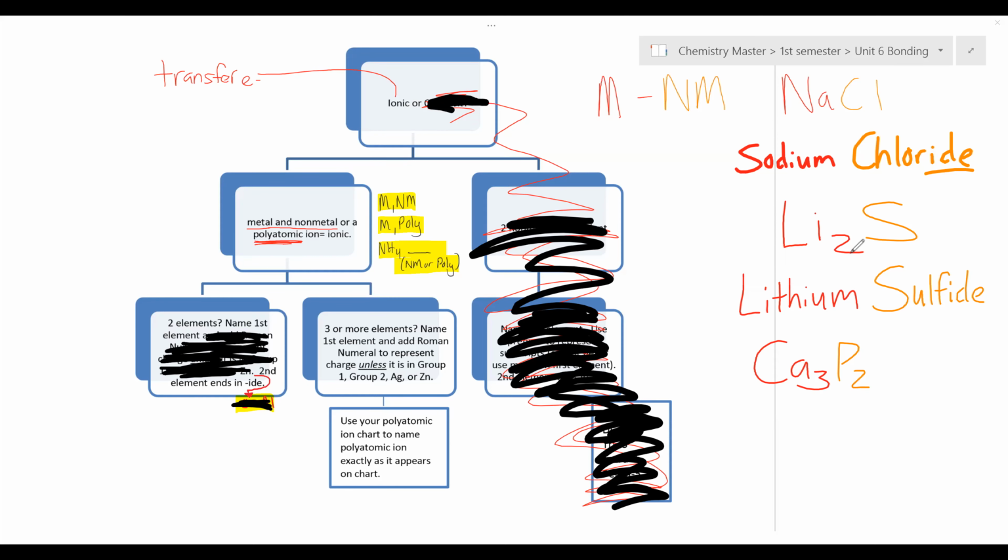All right, so we got another one here. Remember, you name your first element and then your second one. This one's also kind of weird with the ending, but that's okay. I want us to get through the endings of most of the anions.